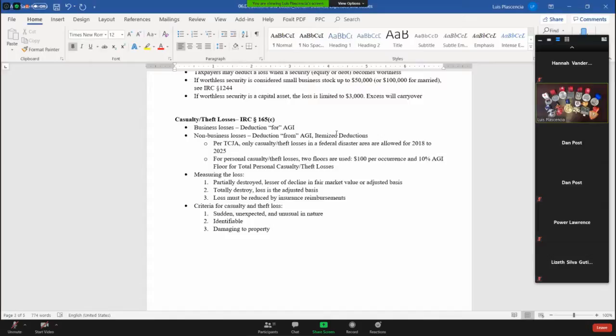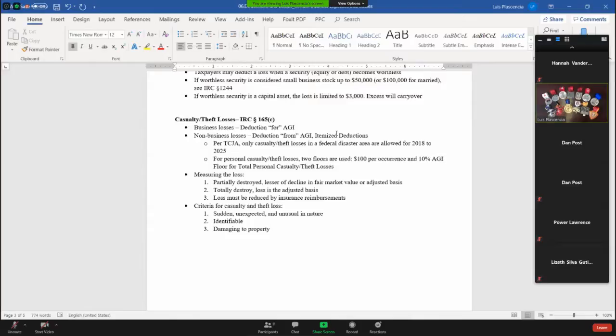The first floor that you have to apply is the $100 per occurrence floor. So each loss that occurs in that particular year, you subtract $100, or in essence, whatever is in excess of $100 is the allowable loss, and then you add up all the losses. The next hurdle that you have to get over is the 10% AGI floor. So again, $100 per each occurrence, and then a 10% overall floor. Again, that's for personal casualty theft losses.